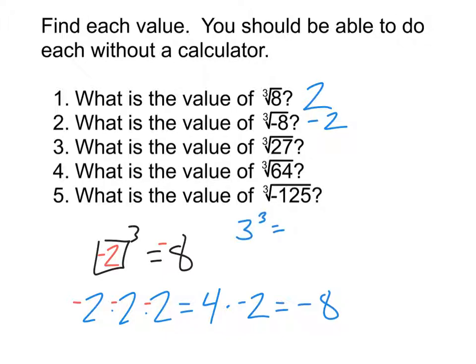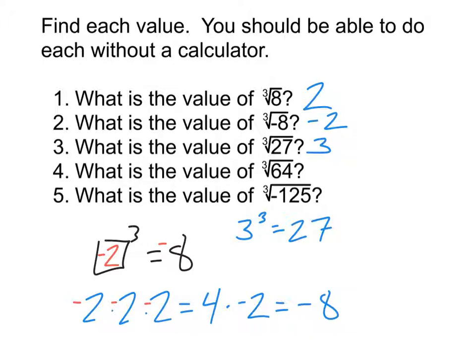Well, that would be 3 times 3 times 3. 3 times 3 is 9. Times 3 is 27. Okay, so since 3 cubed equals 27, that means the cube root of 27, yes, would be 3. We can do that. So notice the relationship here, though. The cube root of 27 is 3, and 3 cubed is 27.